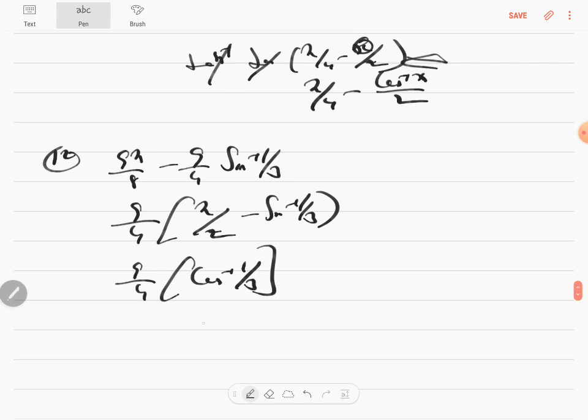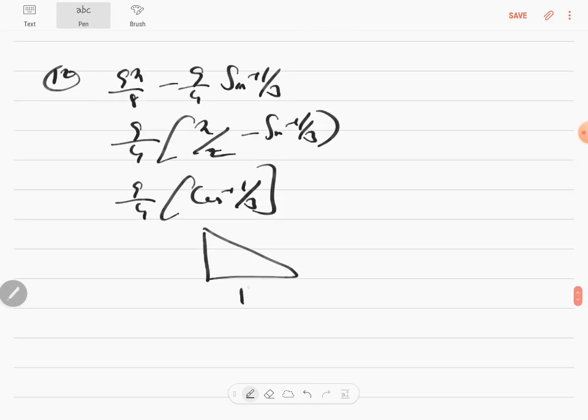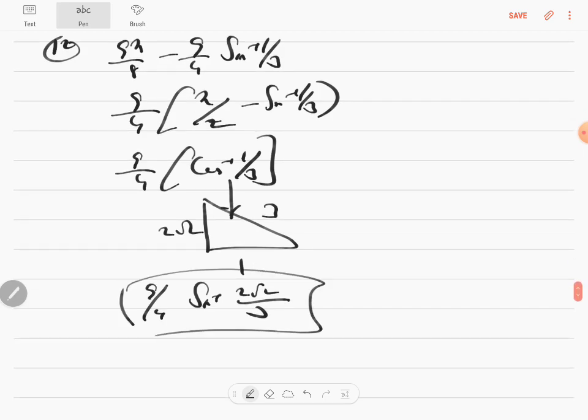How to convert a cos inverse into a sine inverse? Draw a triangle. Adjacent is 1, hypotenuse is 3. Therefore, this will be 2 root 2. So a cos inverse can be converted into sine inverse, which is opposite by hypotenuse, sine inverse of 2 root 2 by 3. So thus you get this answer by just doing a triangle.